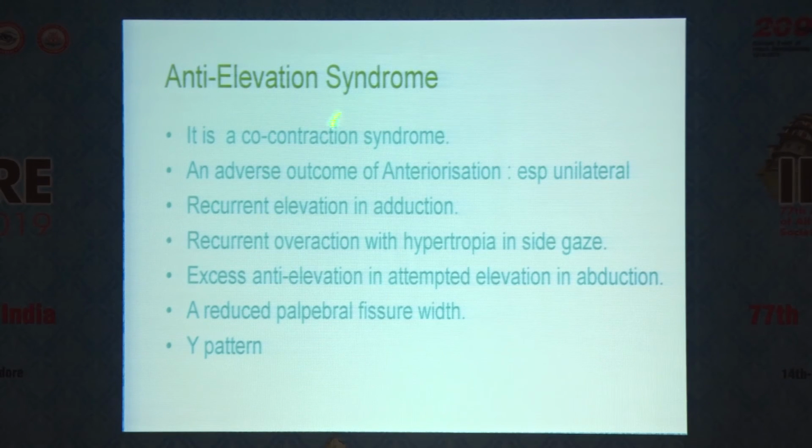Okay. So this is actually a co-contraction syndrome. It is an adverse outcome of enterization, especially if you do a unilateral enterization. This causes recurrent elevation and adduction. Also, recurrent overaction with hypertropia in side gazes. So axis anti-elevation and attempted elevation and adduction. So what happens is infraoblique becomes a depressor, and so when the patient tries to adduct and elevate the globe, both superior rectus and infraoblique contract, and that causes a co-contraction syndrome. This will also cause a reduced palpebral fissure width and a Y pattern. So that's all regarding infraoblique.